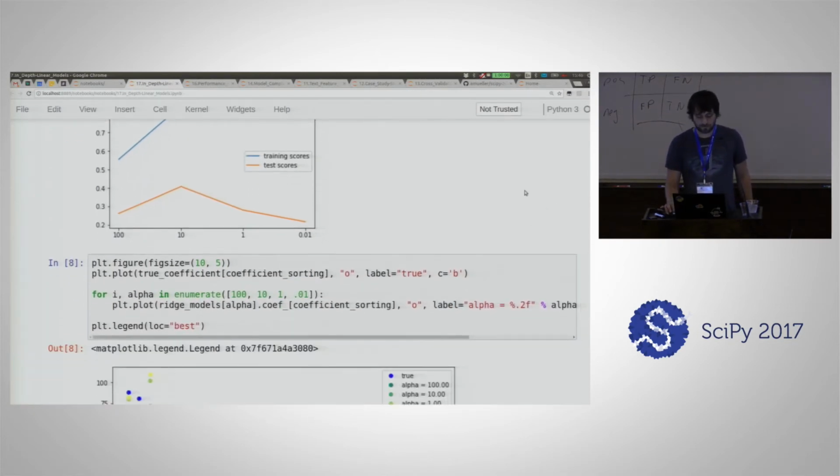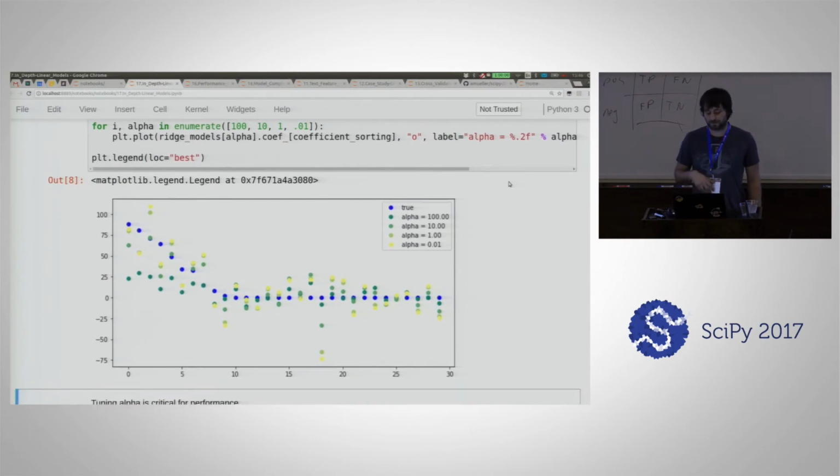We can also plot the coefficients. So here's the same plot as above, only now with 4 different values of alpha. Here, alpha equal to 0.01 is very close to what linear regression did. Blue is the true coefficients, and you can see with more and more regularization, basically all the points are drawn towards 0.